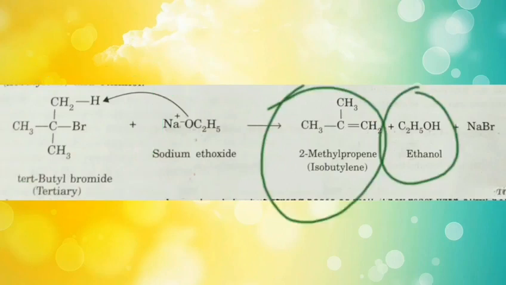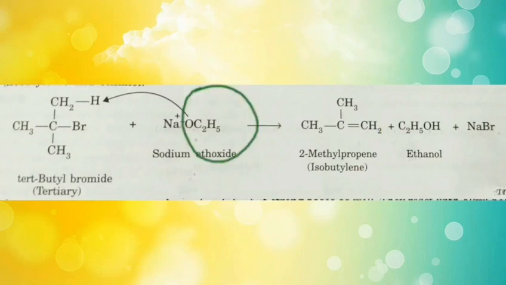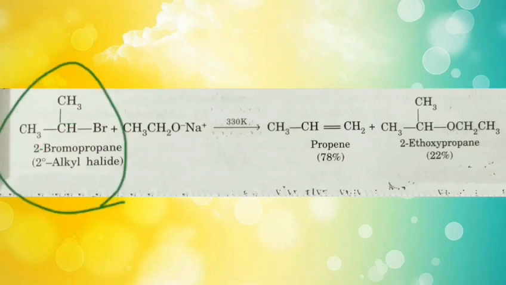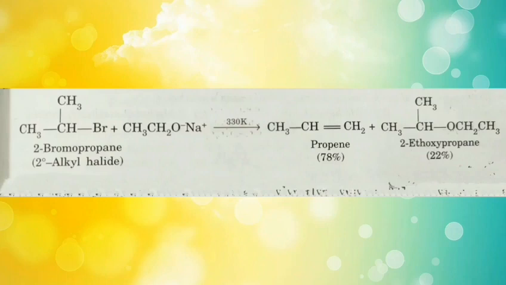This is because alkoxides are not only nucleophiles but strong bases as well. They react with alkyl halides, leading to elimination reaction. A very important thing here is that due to steric hindrance, secondary alkyl halides also prefer to undergo elimination rather than substitution, giving a mixture of both elimination and substitution products.